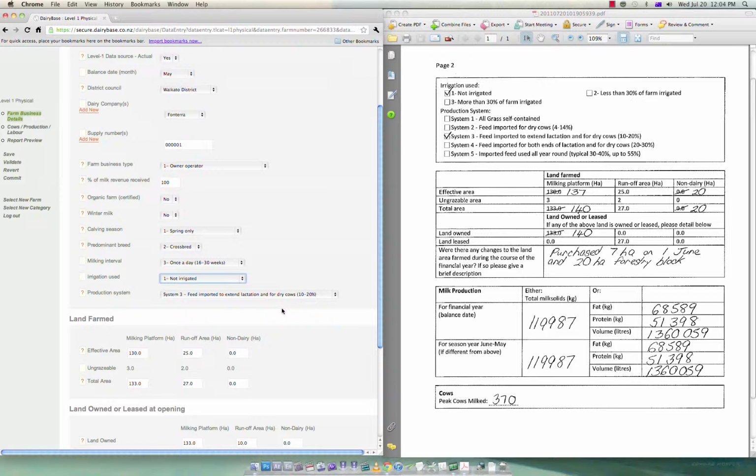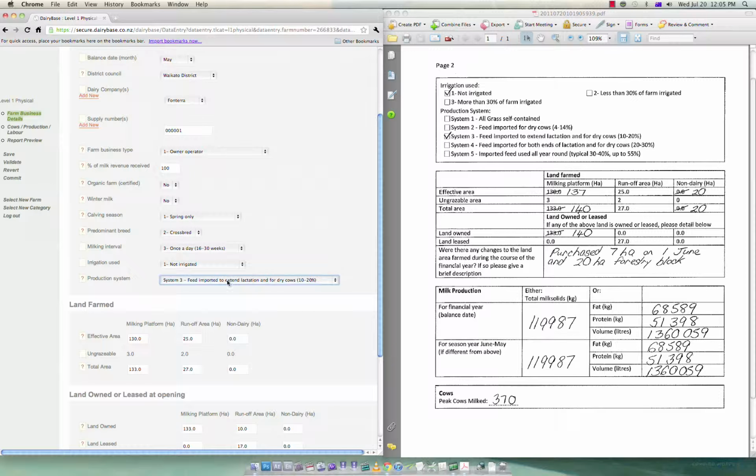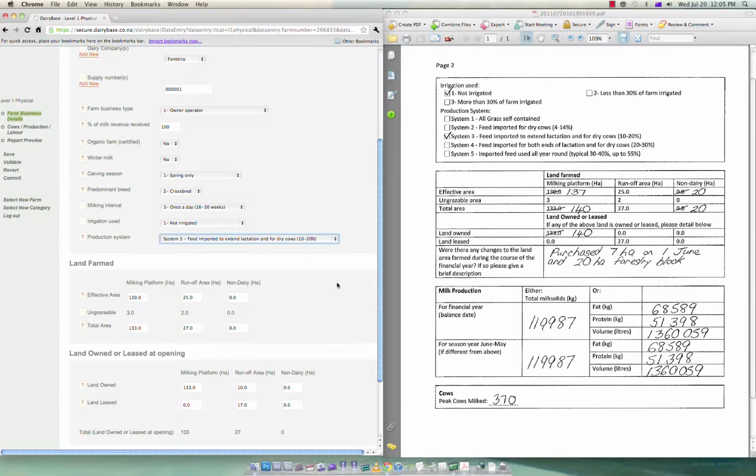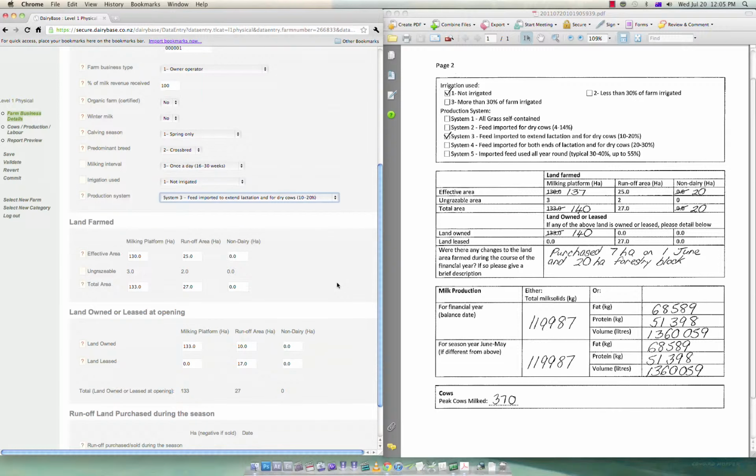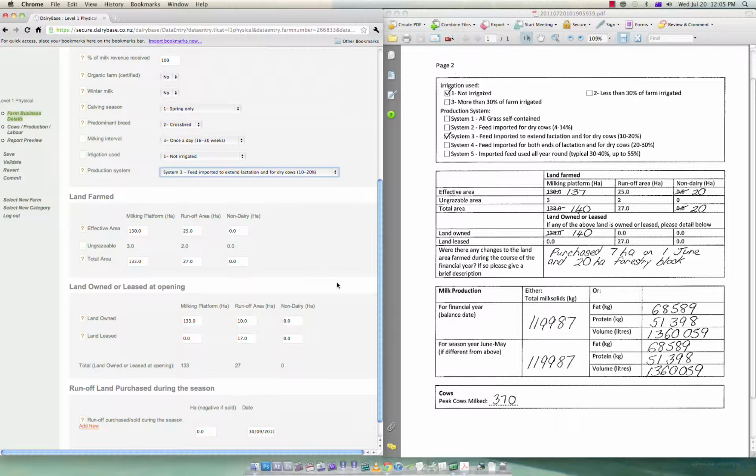Production system, this is our amount of feed imported for our dairy cows. It's not the feed grown on the milking platform. And once again, you can just change this by selecting the drop-down box. You may wish to select this by looking in your financial statements and selecting the amount of feed supplements purchased. This also will be important once they do a Level 2 questionnaire and goes further into the analysis of that production system.